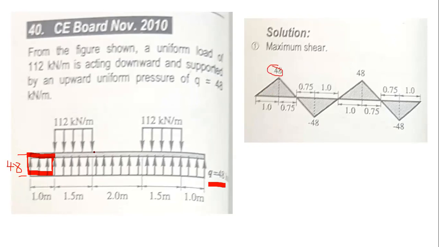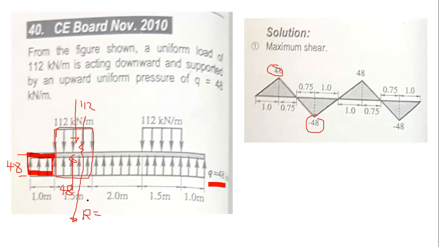And then, how about this one? How can you get this negative 48? You can see here, 112, this is 1, this is 1.5 meter. So, meron ditong pababa na 112. Meron naman dito pataas din kasi uniform nga ito, 48 din. So, in this area, magkakaroon ng resultant force. 112 going down and 48 going up. Of course, ang mag-govern ay yung pababa.